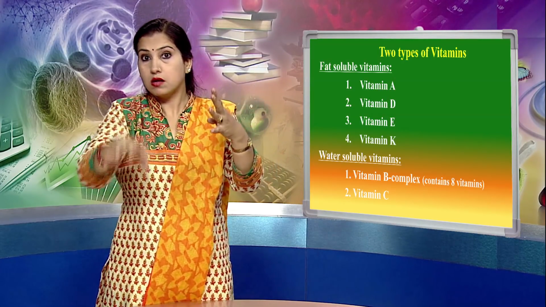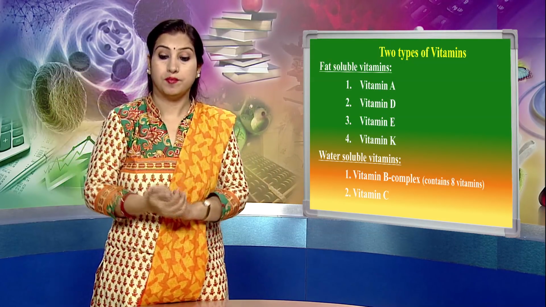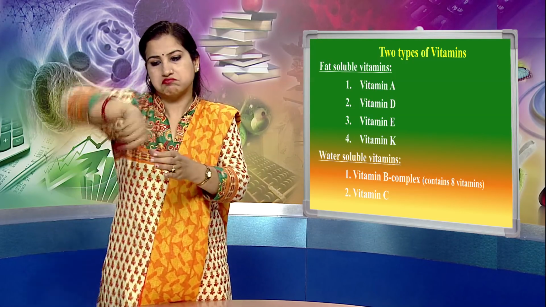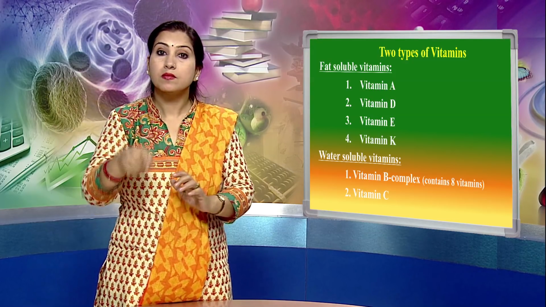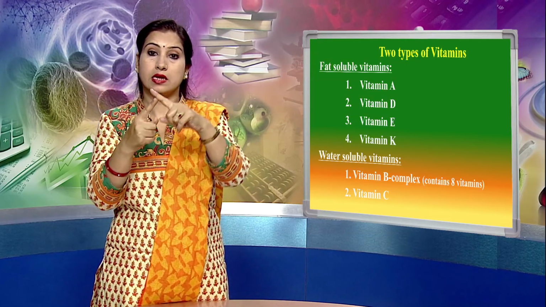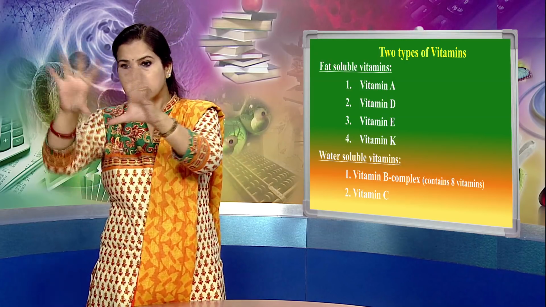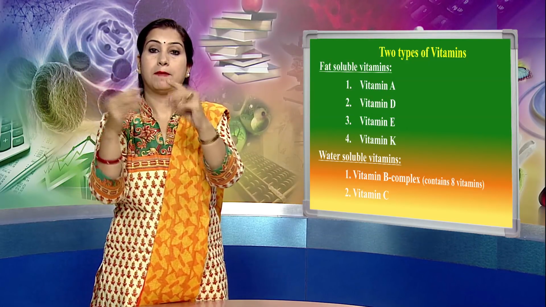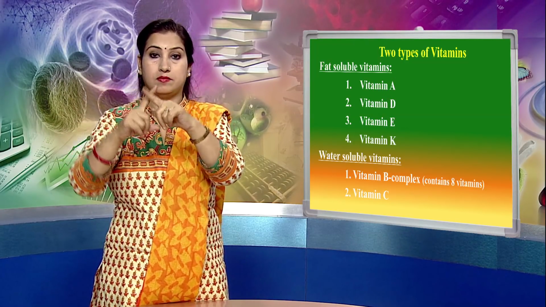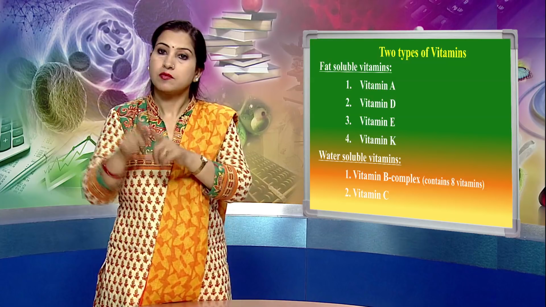The other type of vitamins are water-soluble vitamins. Water-soluble vitamins are soluble in water easily. These are of two categories. Vitamin B complex. It contains 8 different types of vitamins. They all together are called vitamin B complex. And the other one is vitamin C. This is also water soluble.